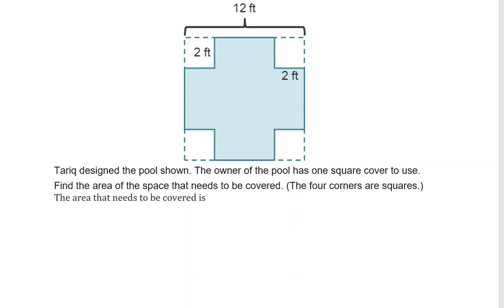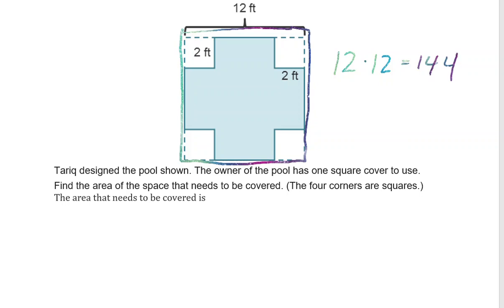So the shaded region represents what we're trying to find the area of. And again, I can do this with subtraction because we can take the area of the whole thing. Since it's a square, we would know that this is 12 by 12, which is 144. So that's the area. That includes the corners.